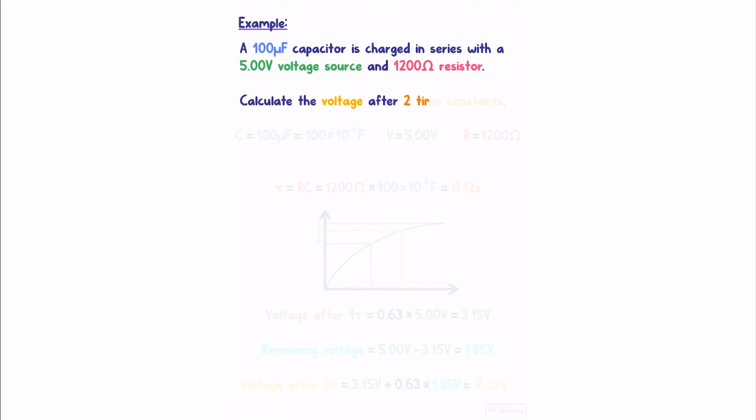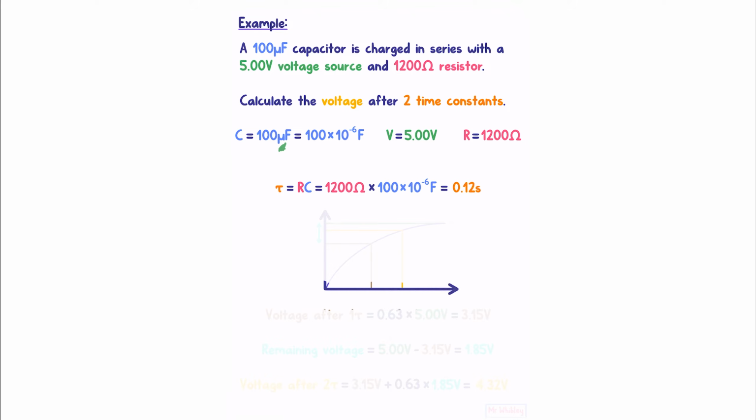A 100 microfarad capacitor is charged in series with a 5 volt voltage source and 1200 ohm resistor. Calculate the voltage after two time constants. And so we know that 100 microfarads is 100 times 10 to the minus 6 farads. If you don't, then you'll need to brush up on your prefixes. We know our voltage and we know our resistance. We know that time constant is resistance times capacitance for a resistor-capacitor circuit. Knowing those numbers gives us 0.12 seconds.